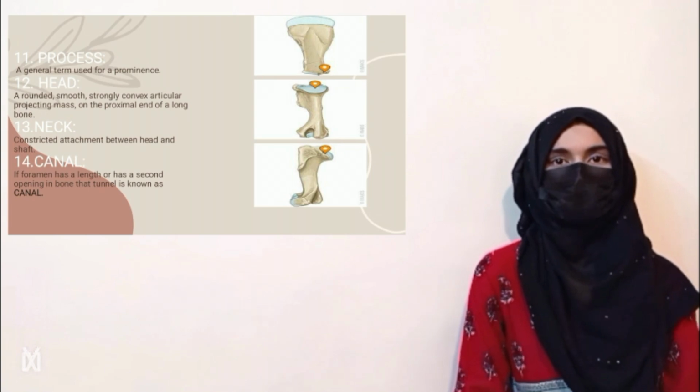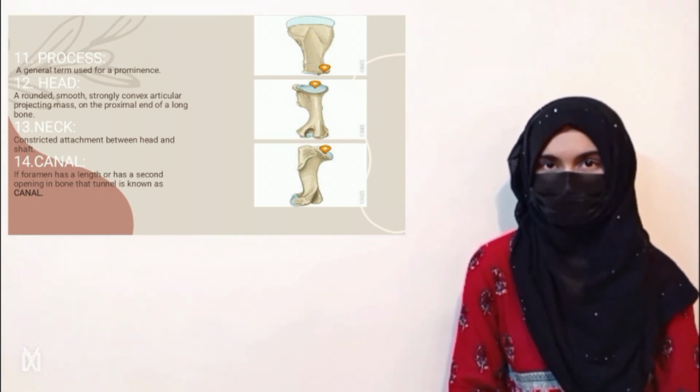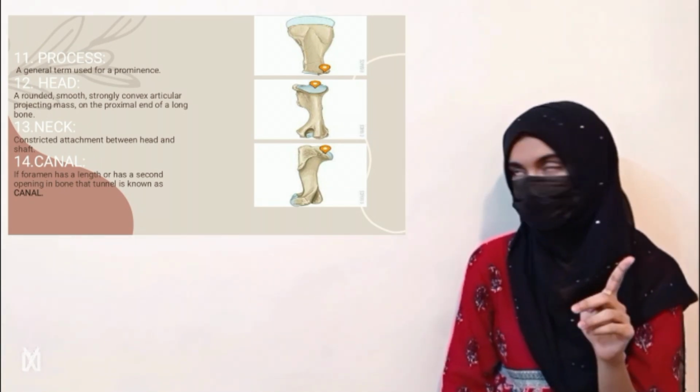The 11th example is process, a general term used for a prominence. The first image shows the coracoid process of the scapula.